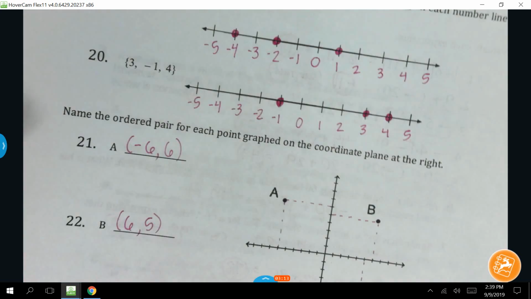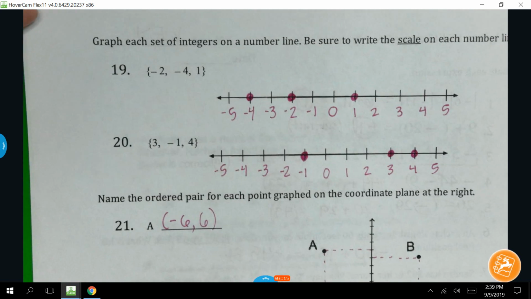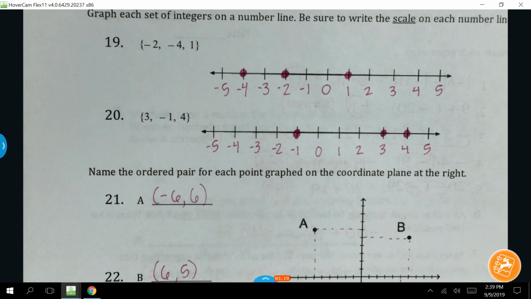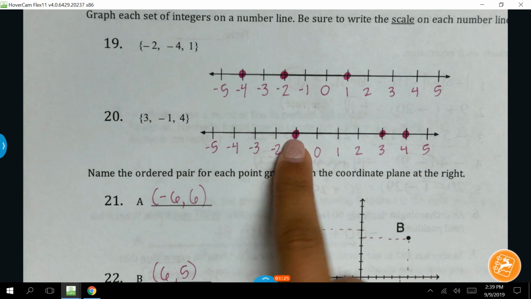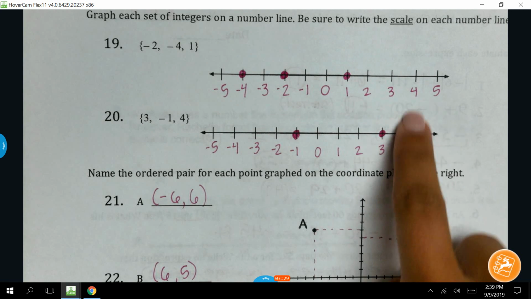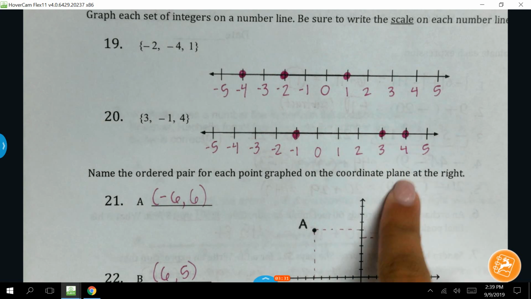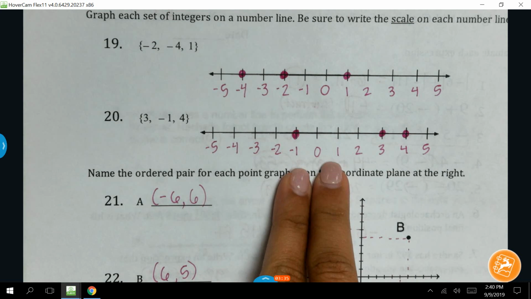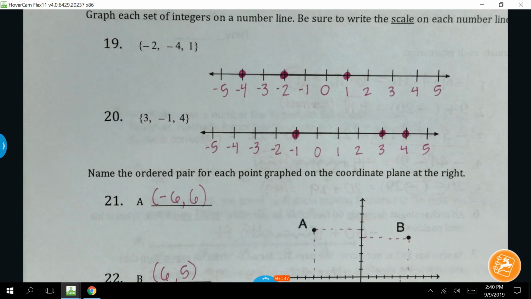Okay. 19 and 20 is just plotting those numbers on a number line. And make sure that your scale is appropriate, that you have a 0 in there somewhere, and you're counting correctly. Make sure that you just have a dot on the line. Don't put it above the line. A lot of students have been trying to draw lines above it to all the other points and stuff. Don't do that. This is exactly what I want. Okay, just a dot on that number.